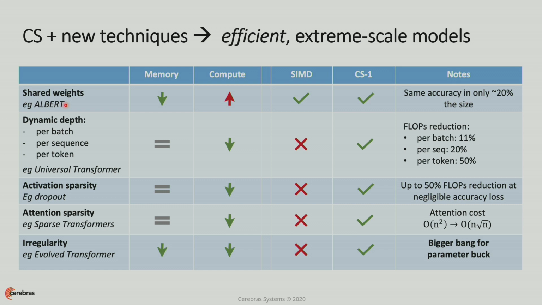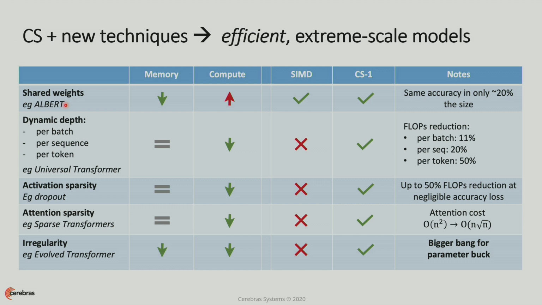It typically tends to increase the compute because you still want to have some capacity in your model. I probably don't want to build a 24-layer encoder model and reuse weights all the time. I might need to make my model a little bit wider, which will translate into more computation. But still, you can get to the same accuracy with a significantly reduced model size. And this technique is very well suited for both SIMD engines like GPUs and TPUs and for CS1 as well. All of us can use that reduction in memory footprint.